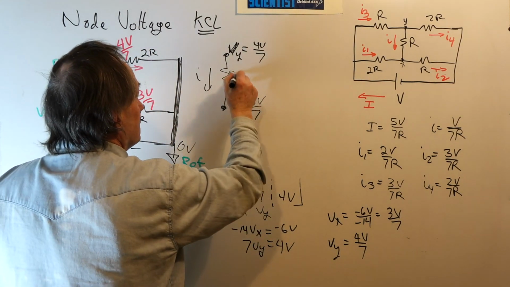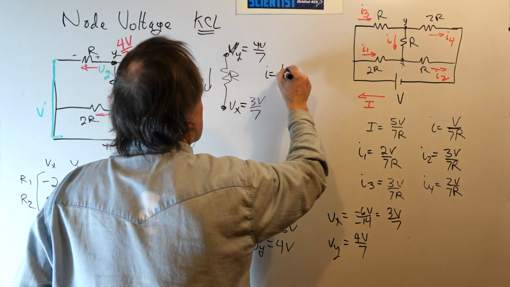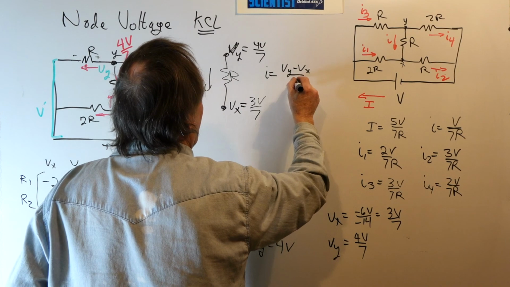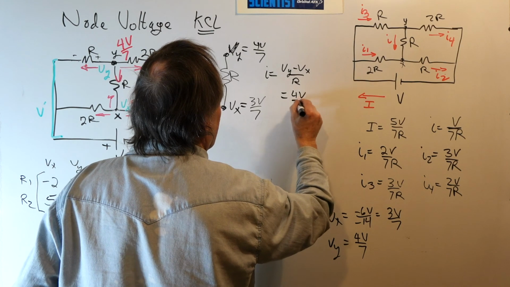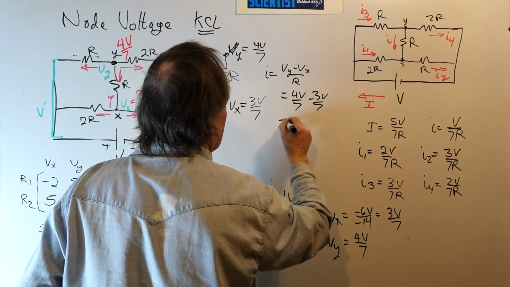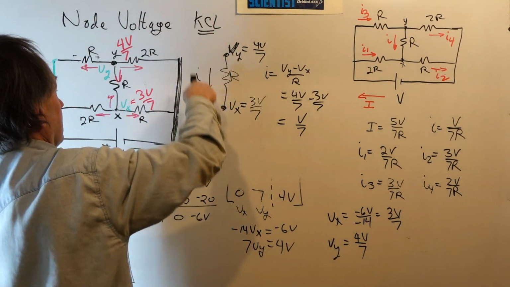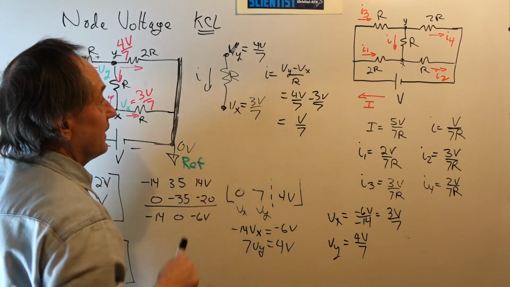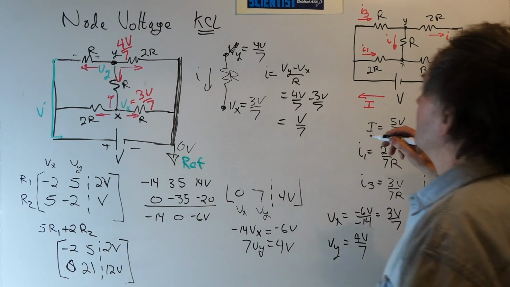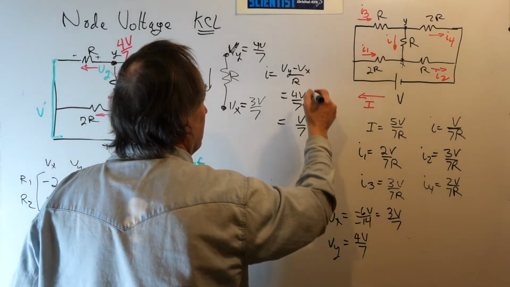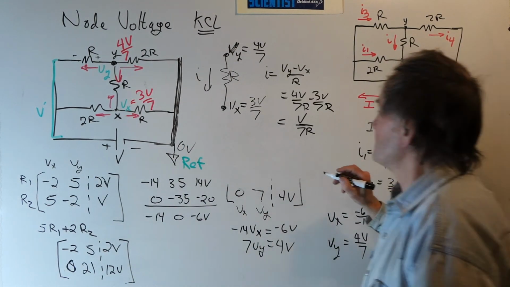So I, and the resistor is R, so I then will be Vy minus Vx over R. And this is, Vy is 4V over 7 minus 3V over 7. So this becomes just V over 7 in the direction from node Y to node X. And that is the same value that we got before. Oh, this is over R. Forgot my R. So, V over 7R. This is small I.